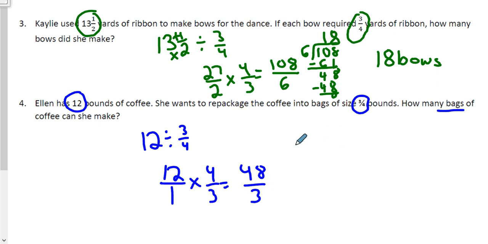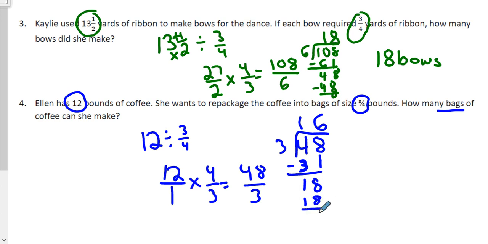And then I have an improper fraction, so it's got to be converted. So 48 divided by 3. 3 goes into 4 one time with 1 left over. When I bring down my 8, 3 goes into 18 6 times, which is 18, subtract, 0. So she can make 16 bags of coffee.